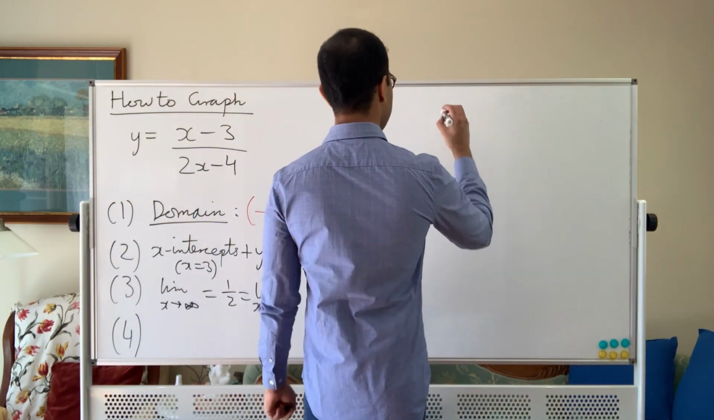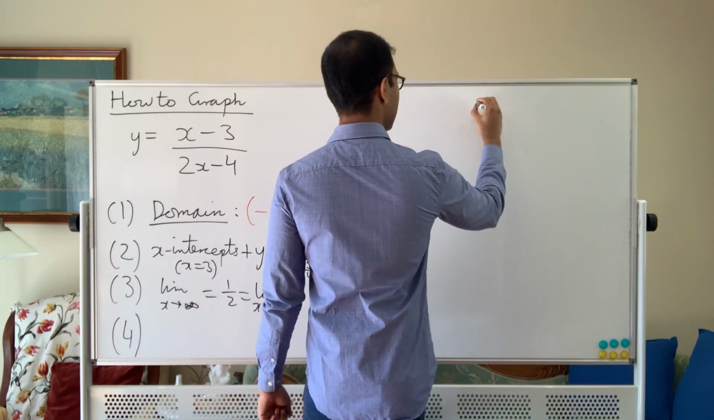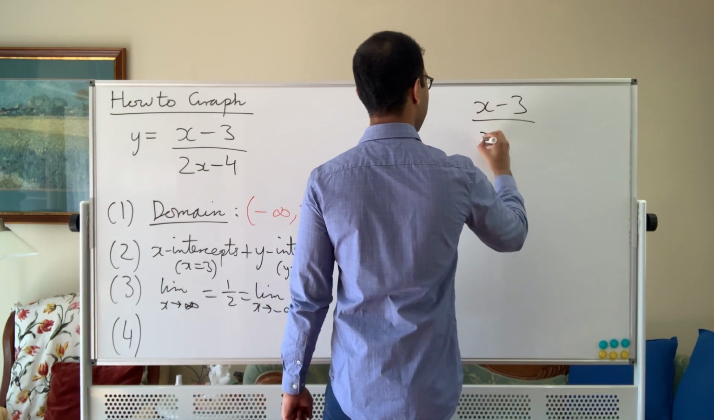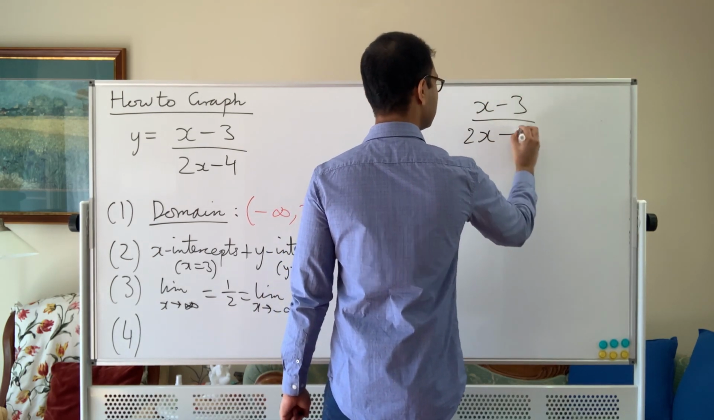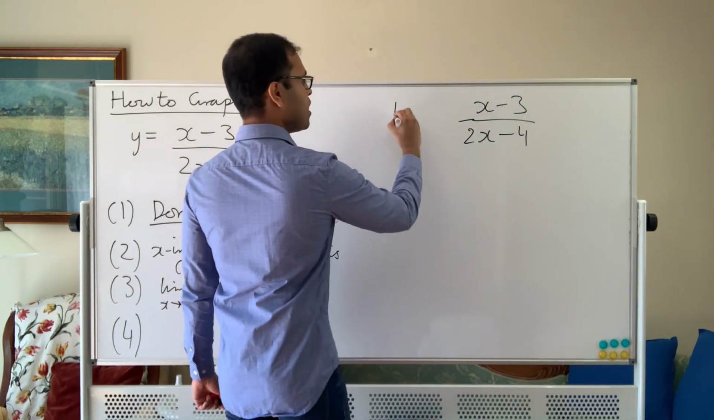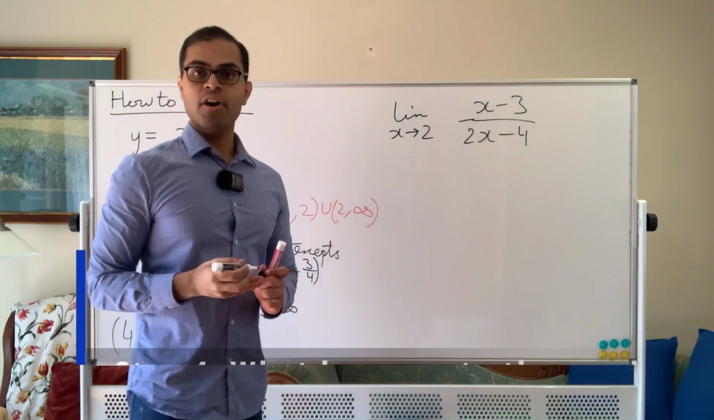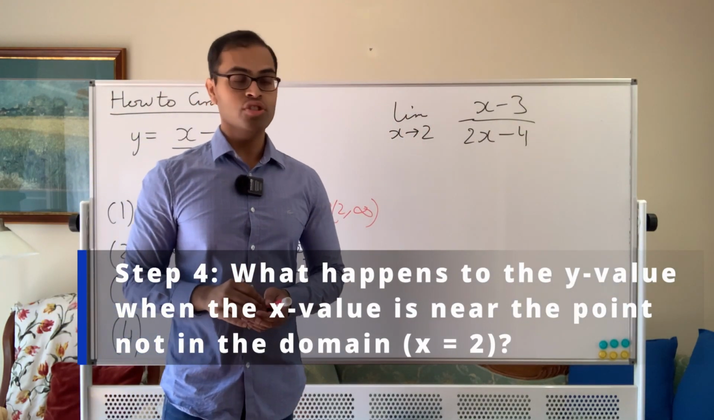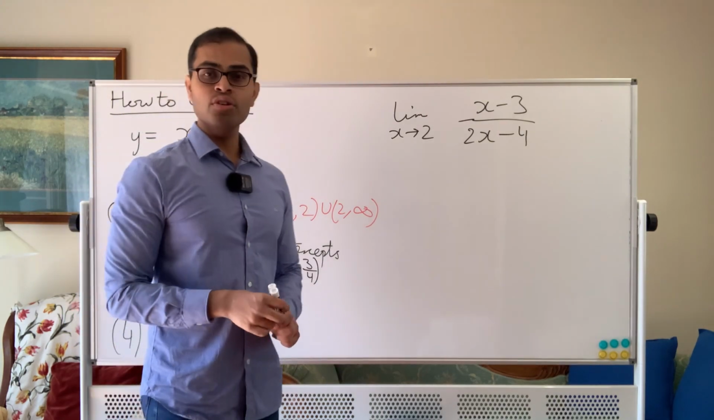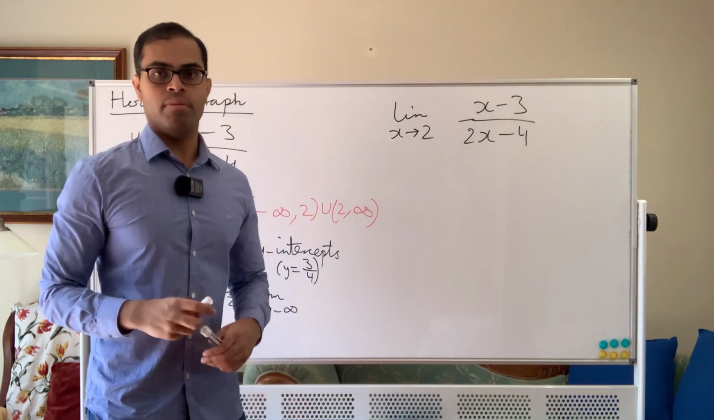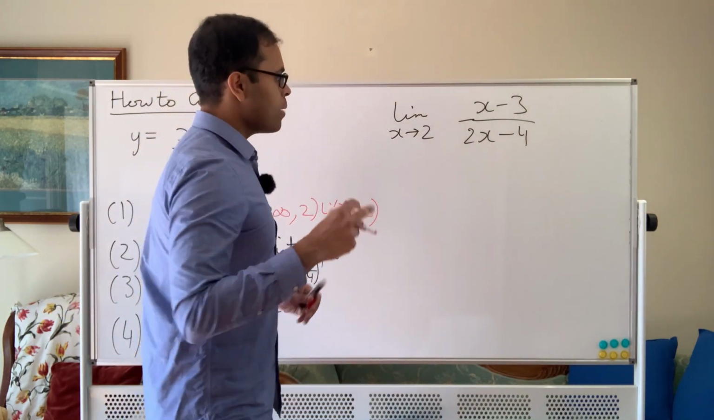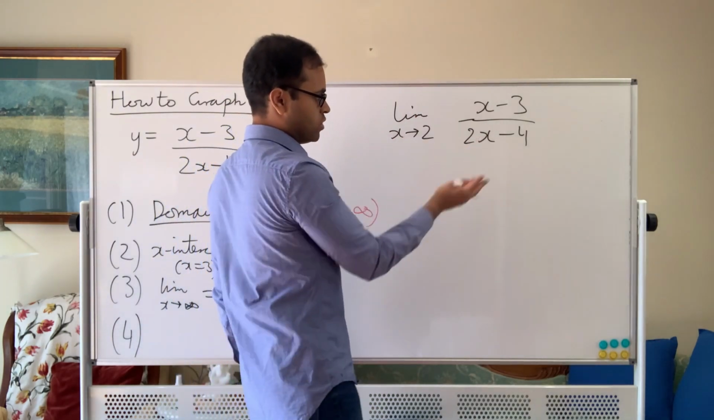So what happens as x approaches 2? We have our function x minus 3 over 2x minus 4, and we want to figure out the limit as x approaches 2 of this. What does the function value approach as x approaches 2? When x approaches 2, what's going to happen to the numerator and denominator? That's what you want to think about to understand what's going to happen to the ratio.